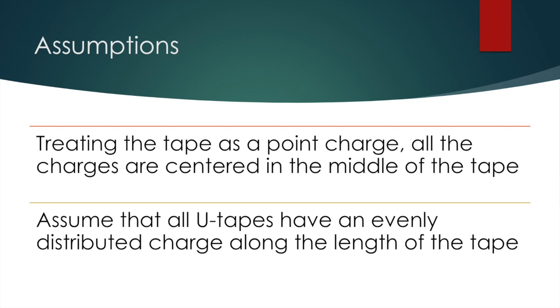Before we get into the data, there are some assumptions to make the data simpler and able for us to calculate. Number one is treating the tape as a point charge. This allows us to use Coulomb's law, which I explained earlier. And number two is to assume that all U-tapes have an evenly distributed charge along the length of the tape.